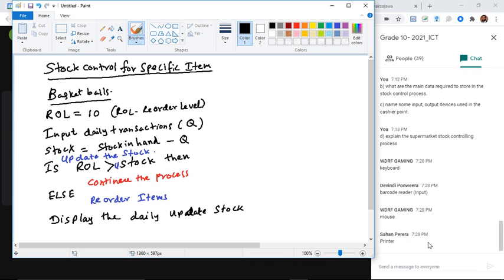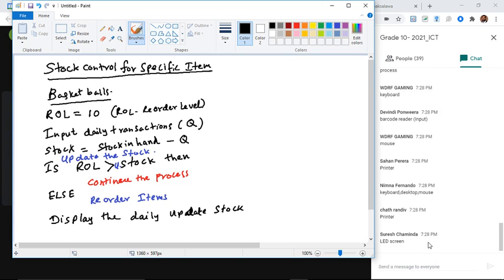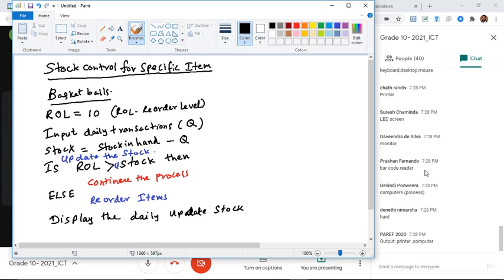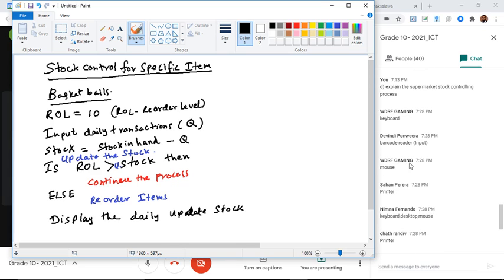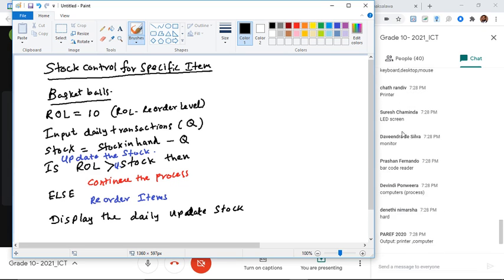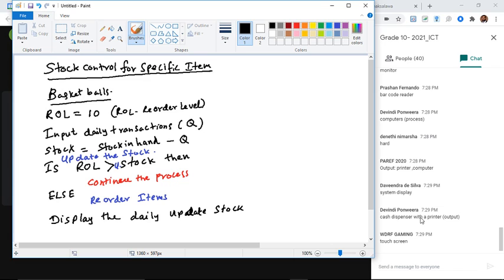Mouse. Okay. Some are using mouse. Printer. Right. Keyboard, desktop, and the mouse. Desktop is okay. LED screen. Barcode reader. Computer. Output printer. What else? Printer, I have mentioned about that. Barcode reader, I have mentioned about that. Keyboard and mouse, basic things. Right, good. System unit, okay. Cash dispenser with the printer, very good. Touch screen, very good. Touch screen, that is input and output. When you touch, it will give the output. Input and output. So that technology also we'll discuss later.